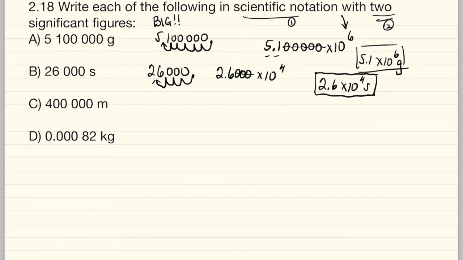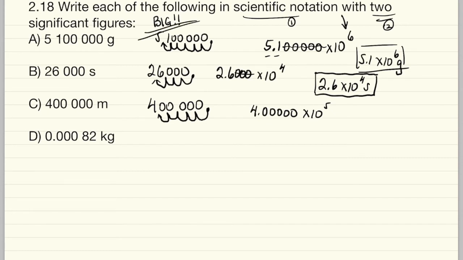This next problem, we have 400,000. Add your decimal place. Count how many times you need to move this to the left. 1, 2, 3, 4, 5. Okay, so that's going to be 4.00000 times 10 to the 5th. Remember, for big numbers, you need positive exponents.